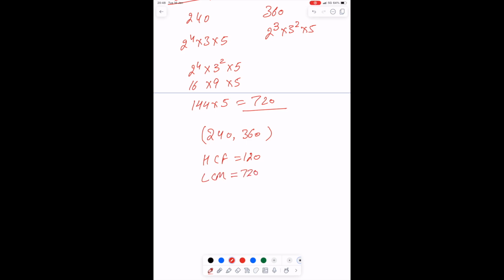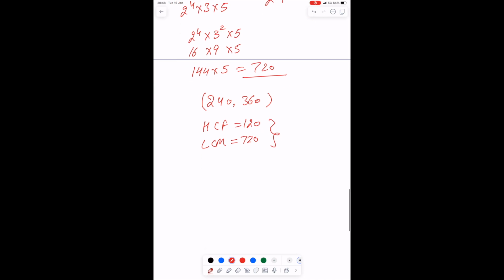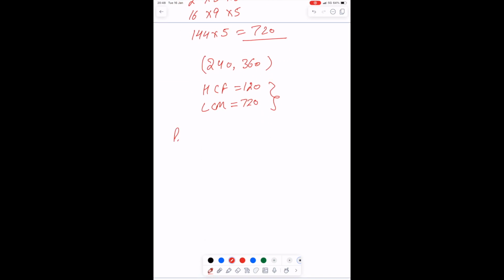So now that is what we have learned today. Today we have started with what are prime numbers. Then we understood what is factorization, and then we moved on to what is HCF and LCM, right? So this is what our learnings for today.